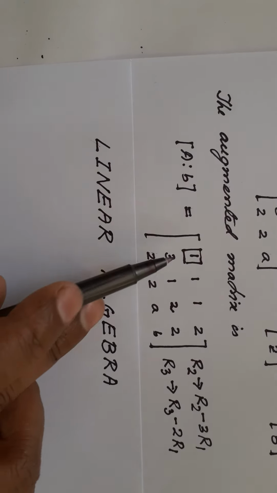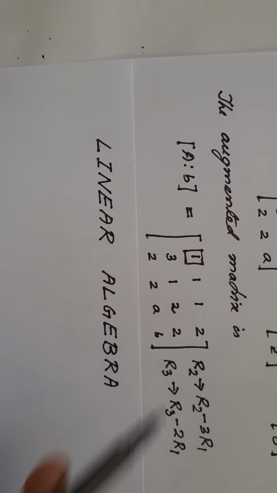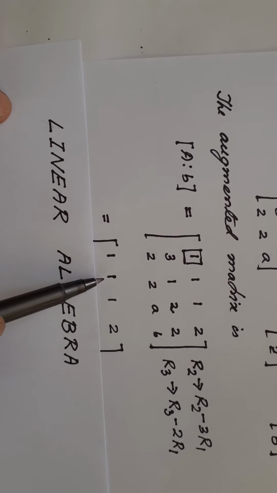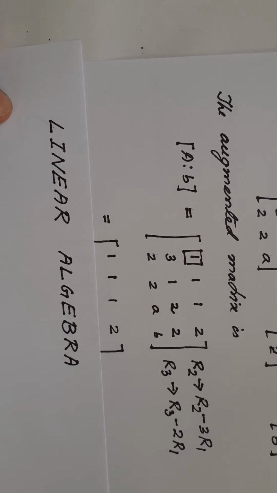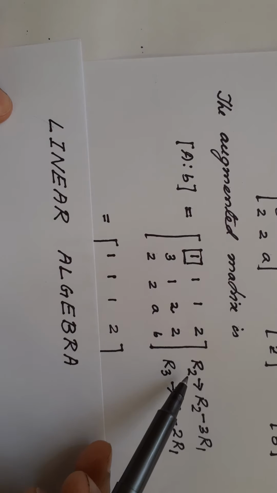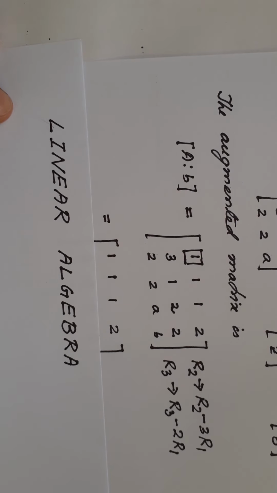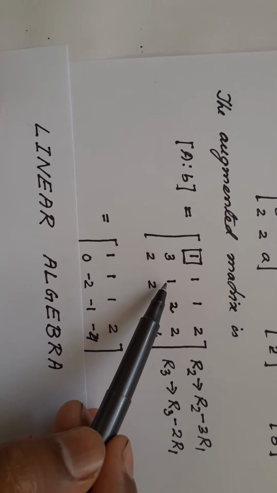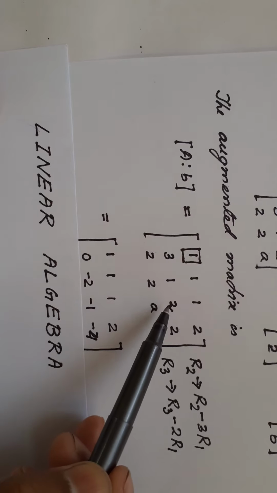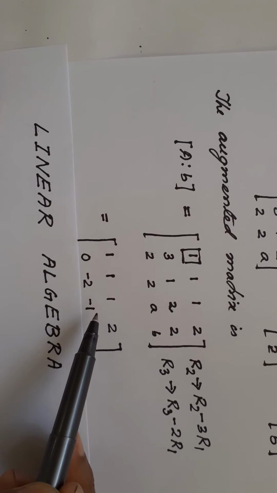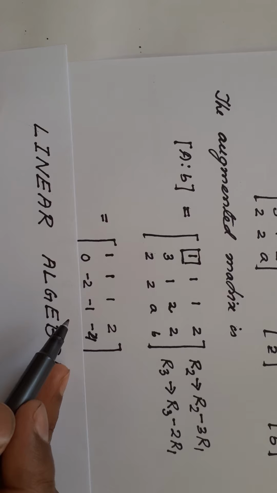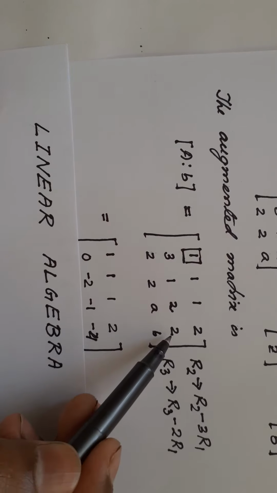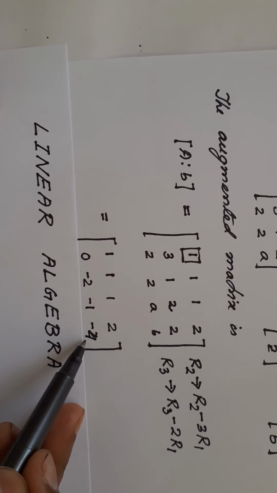So we are not changing the first row; we are changing only the second row and third row. We begin with the first row as it is: 1, 1, 1, 2. Now apply the operation R2 goes to R2 minus 3 times R1. It gives 3 minus 3 into 1, 0. Then 1 minus 3 into 1, minus 2. 2 minus 3 into 1 makes it minus 1, and 2 minus 3 into 2 makes it minus 4.